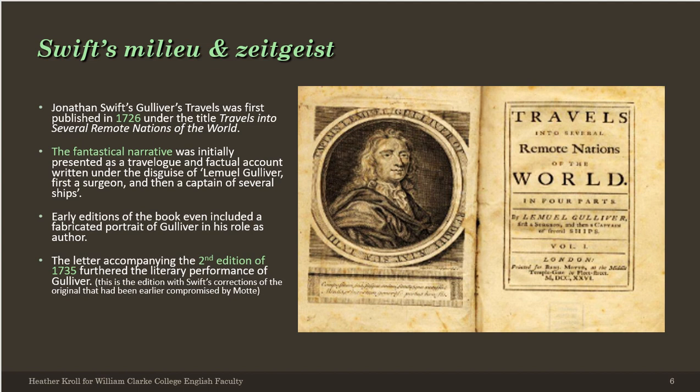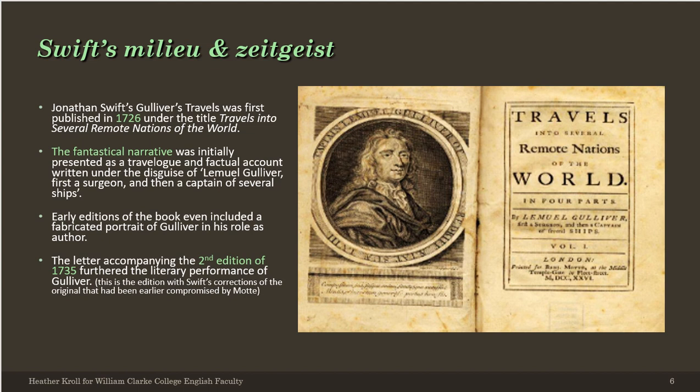And one of the big scientific theories at that time, or the scientific practices, was about observation. So anyone could be a scientist if they carefully observe the natural world. And so obviously we see that in Lemuel Gulliver's account. So it's that careful observation. So it was pseudoscience. Early editions of the book even included a fabricated portrait of Gulliver in his role as author. So he went to a lot of trouble to pretend that this Lemuel Gulliver was actually the author and that it was factual. So it's very much a literary performance.